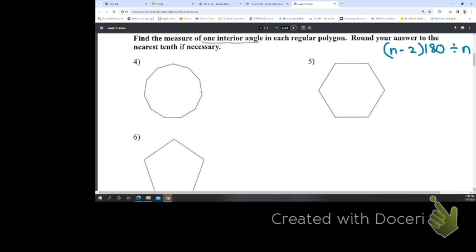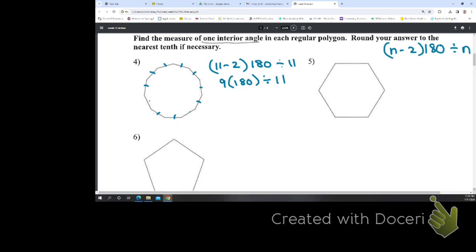So in number 4, I'm going to count. Start wherever you want, but mark them so that you know you counted correctly. 1, 2, 3, 4, 5, 6, 7, 8, 9, 10, 11 sides. Anybody else get 11? Awesome. So then 11 minus 2, so I'd have 9 times 180 and then divide by 11.